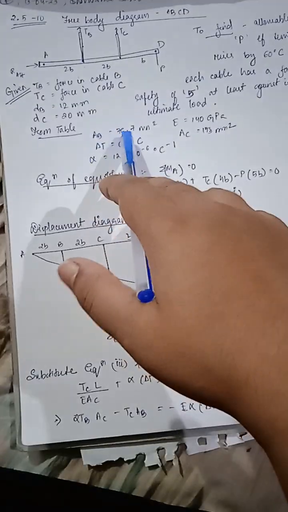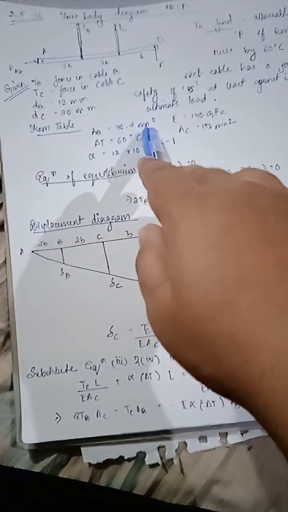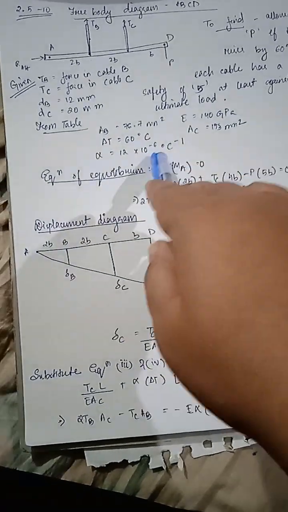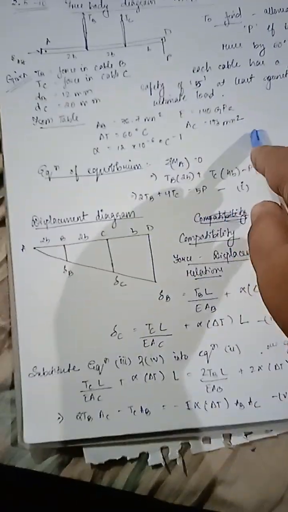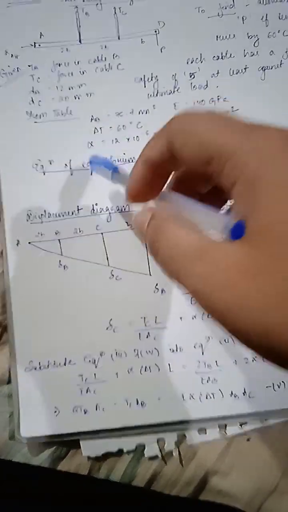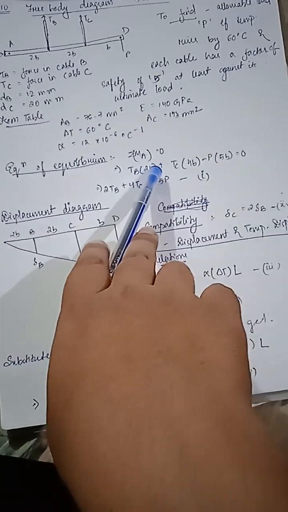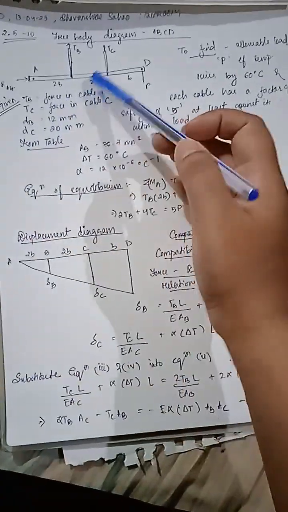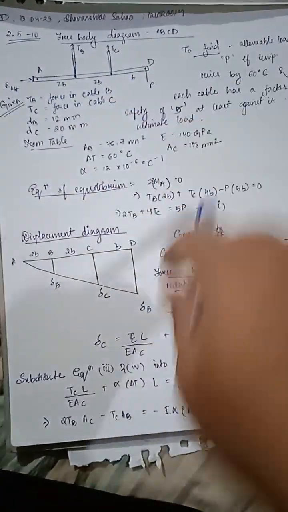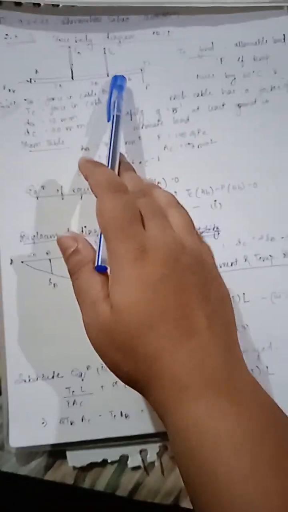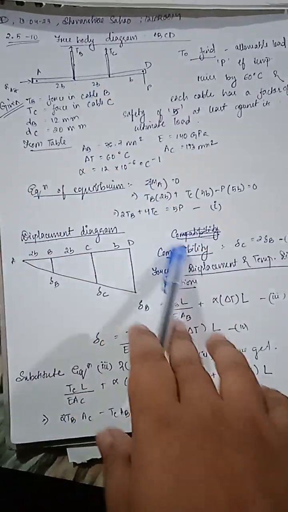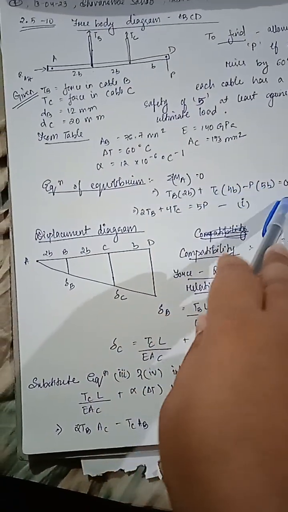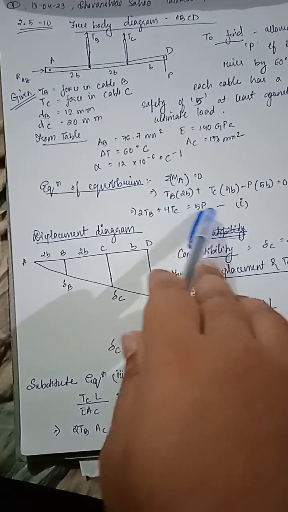So from table AB is equal to 76.7 mm square, E is equal to 140 GPa, delta T 60 degrees Celsius and AC 120 mm square. So equation of equilibrium, sum of moments about A equals 0. So TB into 2B plus TC into 4B minus P into 5B is equal to 0. So 2TB plus 4TC is equal to 5P, equation number 1.